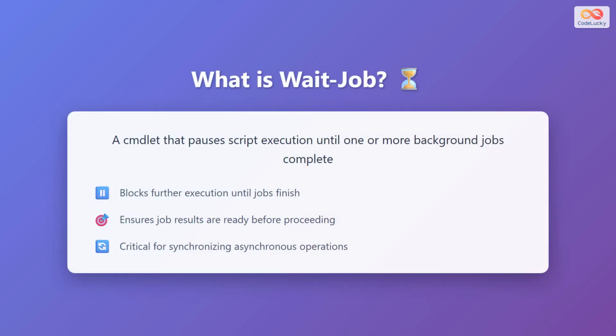Wait Job is a cmdlet that pauses your script execution until one or more background jobs finish running. Think of it as a traffic light for your code. When you call Wait Job, your script stops and waits at that point until the specified jobs complete. This blocking behavior is critical for 3 reasons.